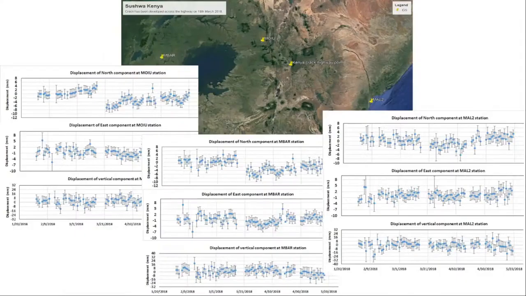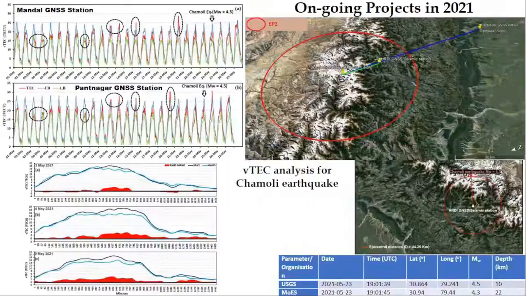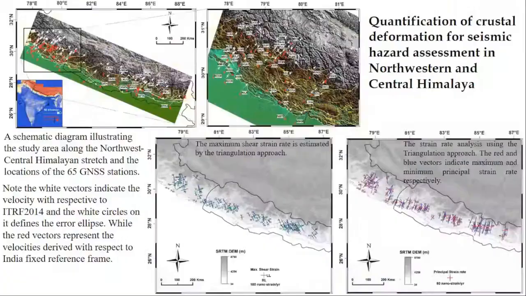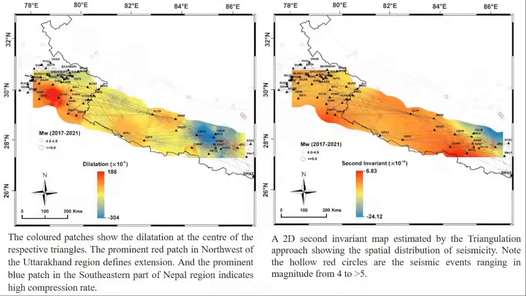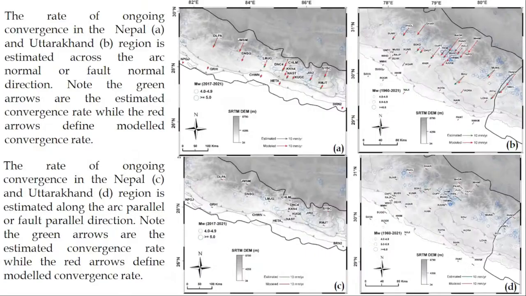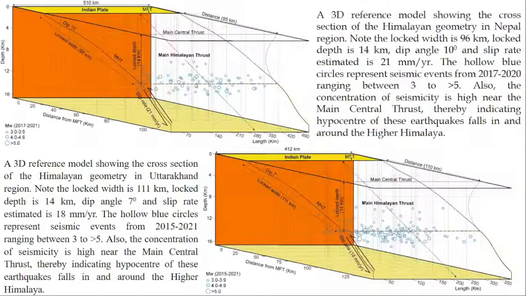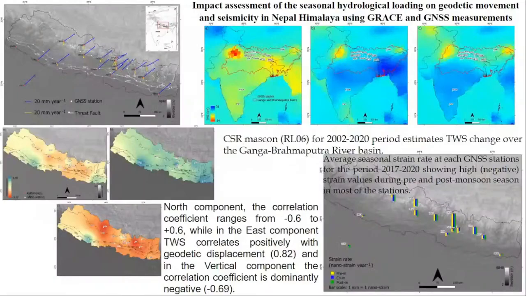This is another study. This is the same study for Japan, and this type of study you can use for a comparative study of Nepal and Uttarakhand. This is another study, a hydrological loading study, which you can use for Nepal as well. Thank you.